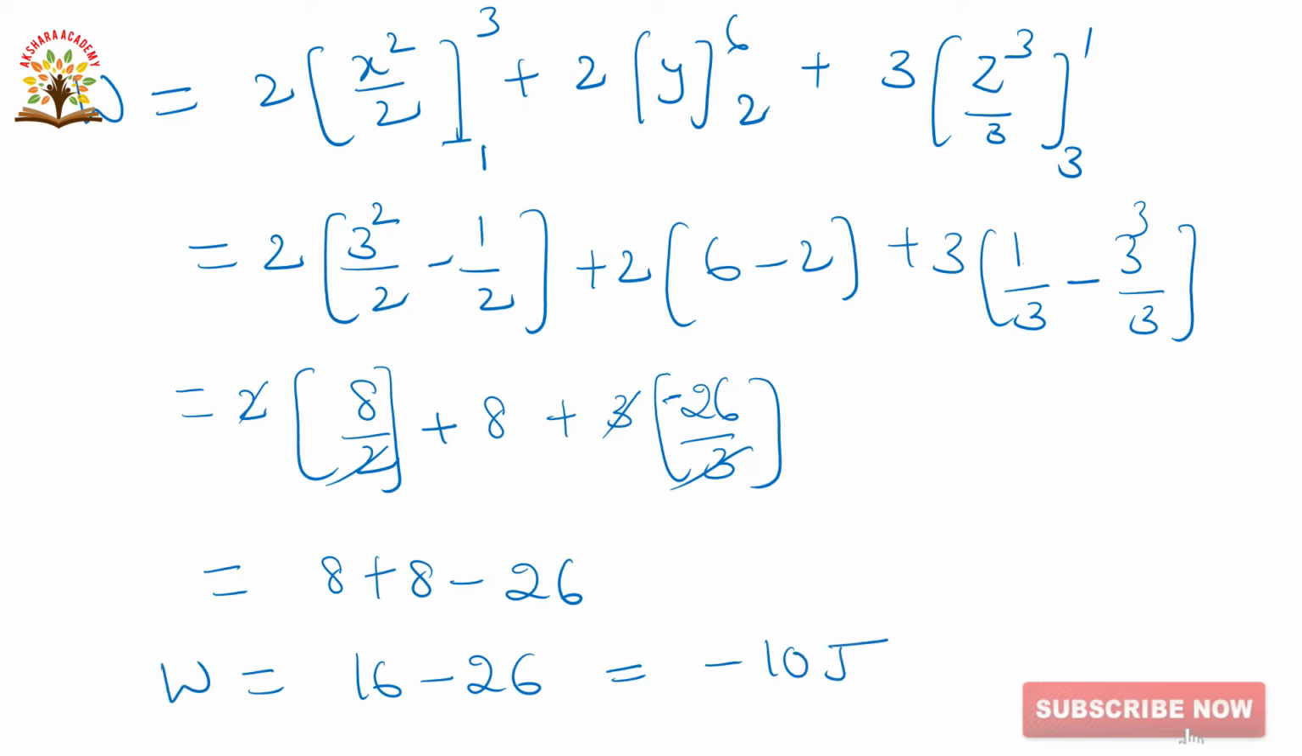So the work done by the force in displacing the body from 1, 2, 3 meters to 3, 6, 1 meters is minus 10 joules. Okay, this is the final answer: work done equals minus 10 joules. Okay, next we will go to the next question.